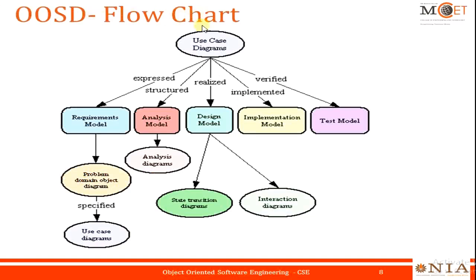OOSD flowchart. Use case diagrams are initially created, and based on the use case diagrams, requirement model, analysis model, design model, implementation model and testing model are created. Each model consists of separate diagrams. Requirement model consists of use case diagram and it specifies the object domain, and analysis model explains about the analysis diagram, and design models consist of state chart diagram and interaction diagram. Each diagram provides various specific perspectives about the software that is being developed.